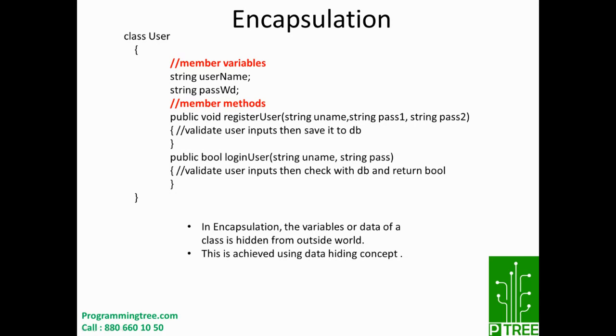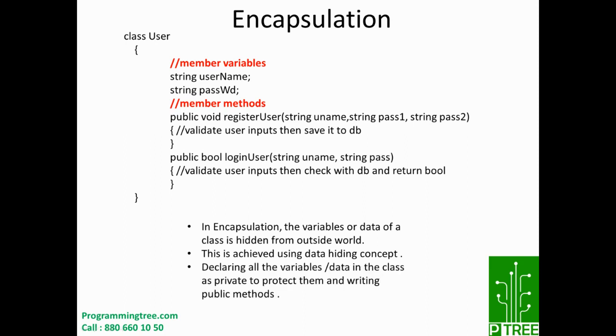How to protect username and password? We should use the data hiding concepts. So what are the data hiding concepts? Declaring all the variables, or data, in the class as private will protect username and password in our case from the external world, by writing the private keyword before username and password, and making all the methods public. Now let's demonstrate this in our application.